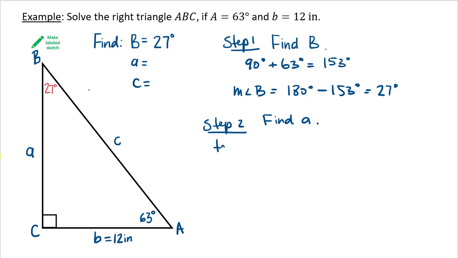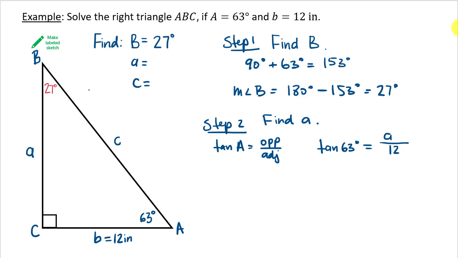So tangent of angle A is the opposite side over the adjacent side. And in my example, angle A that I'm working with is the 63-degree angle. And the opposite side is side a. That's the one I need to find. Since I don't know it, I'll just write it as a. And the adjacent side is side b. And I'm given that it measures 12 inches. So it's a over 12.